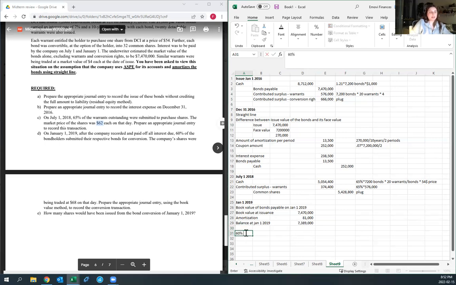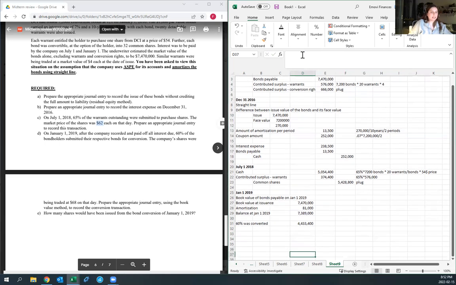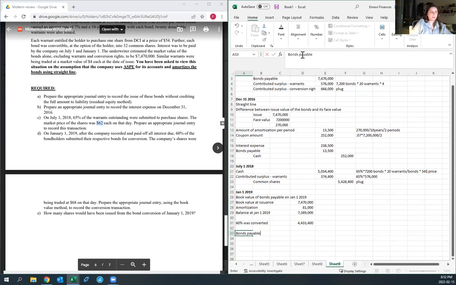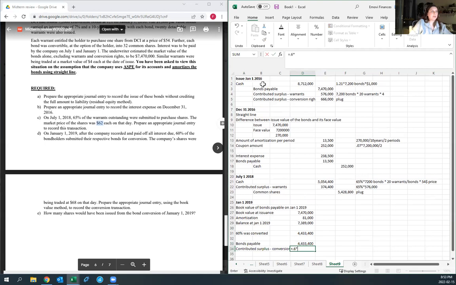And only 60% was redeemed. So the dollar value of the bonds converted is 60% of our 7,389,000. My transaction is going to be a reduction of my bonds payable for that amount. It's going to be a reduction of my contributed surplus conversion price, and that's going to be 60% of the amount that we recorded at issuance, so 60% of 666. And then the common shares that were issued is just the sum of our 2 debits.